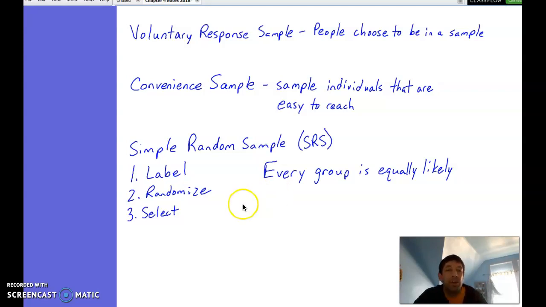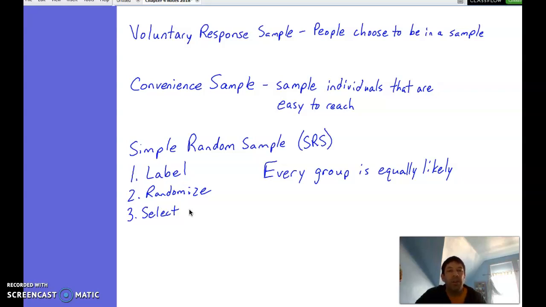Okay? So to do this, we first label our individuals. They could be people, but we could be sampling other things too. We could be sampling machine parts, for example. So we label every individual. Then we select random numbers, however many we want. Maybe we want 30 random numbers. So we select 30 random numbers. And then our third step is we select the people or the individuals that are assigned to those 30 numbers.